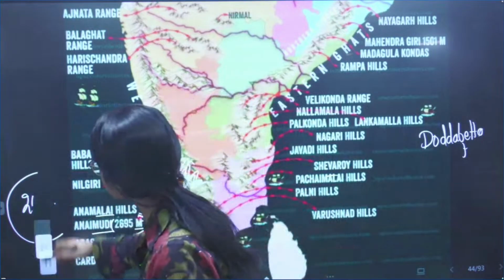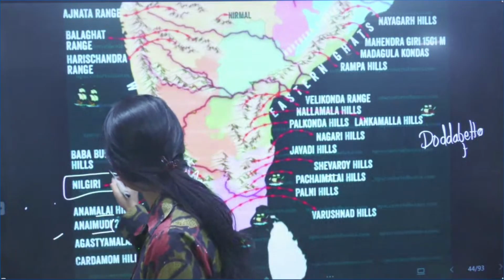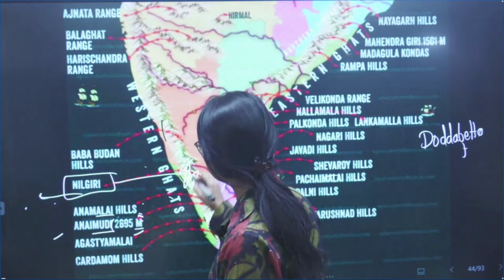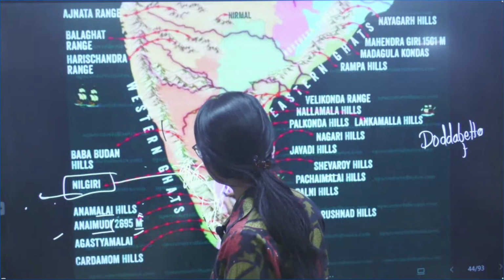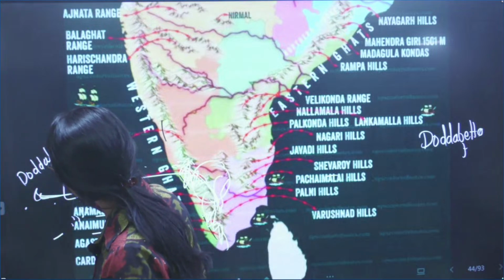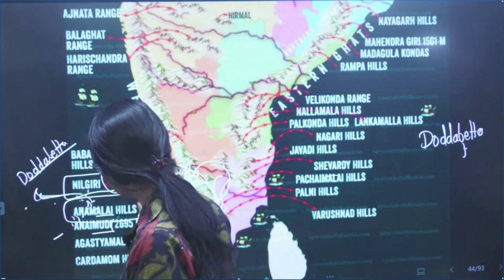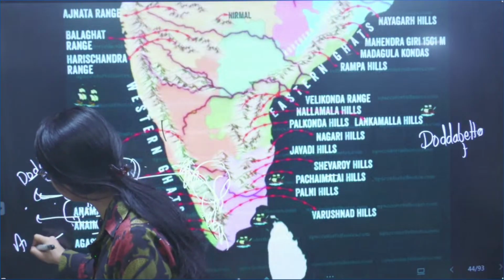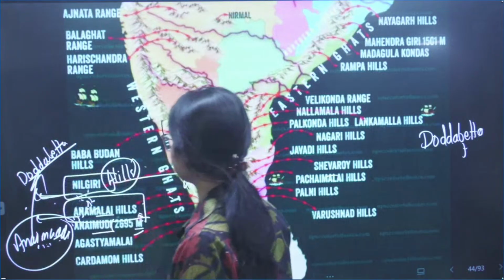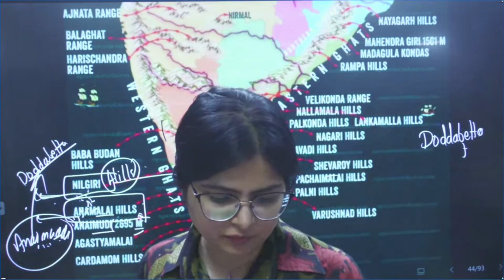Please do not get confused. See, this is your Nilgiri. I'm just talking about two hills. First, this is Nilgiri, and the Nilgiri hills are shared by Karnataka and Kerala, right? Doda Betta is the highest peak of the Nilgiri hills. After that you have Annamalai. Annamalai's highest peak is Anaimudi, and Anaimudi is highest among all the hills the Western Ghats has. After that you have Doda Betta. They are famous for coffee plantation, etc.